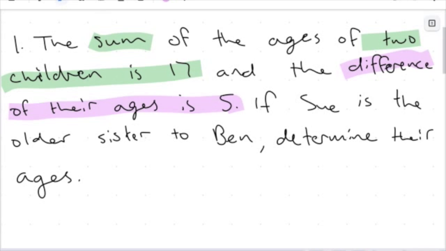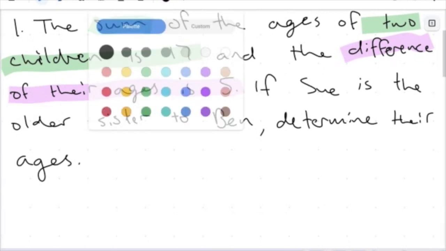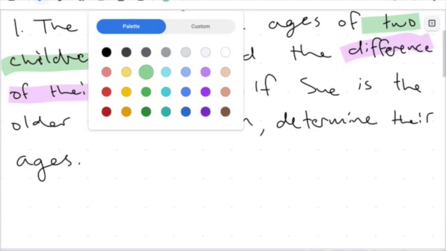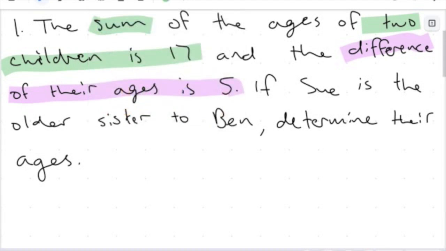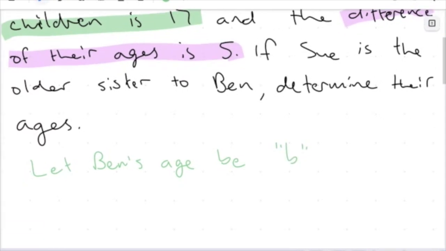Now, let's think about what we've just read and try to come up with, because we want to make this into some simultaneous equations. So we want to make an equation out of these bits of information. So first of all, let's give Sue and Ben some pronumerals, some algebraic letters to represent their ages. So we're going to say here, let Ben's age be B, and we're going to let Sue's age be S.